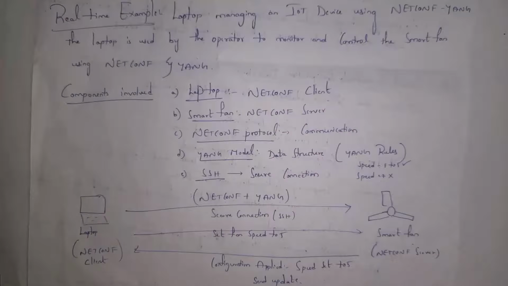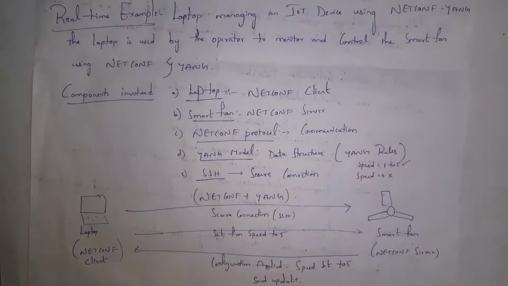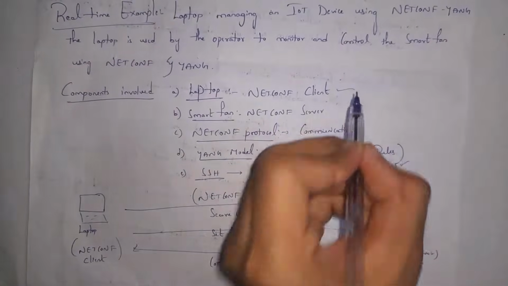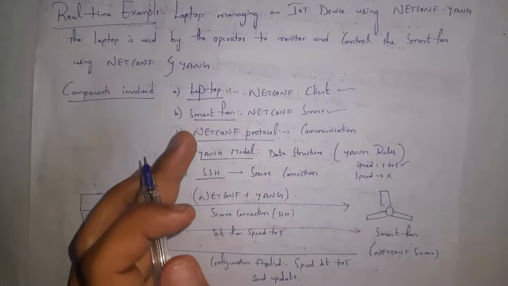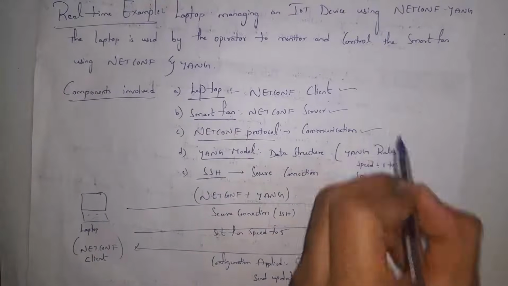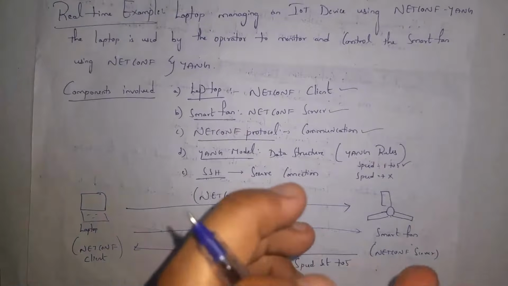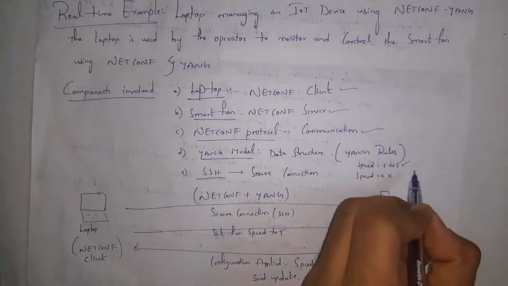Guys, I will explain a real-time example of NETCONF and YANG, how they work. For example, an operator will use a laptop to monitor and control a smart fan by using NETCONF and YANG. So your laptop acts as the network configuration client and the smart fan acts as the network configuration server. And by using the NETCONF protocol, they both can communicate with each other. And there is a YANG model. By using the YANG model, we can structure data and create rules like, if the fan range is between 1 to 5, it is accepted, or else rejected.